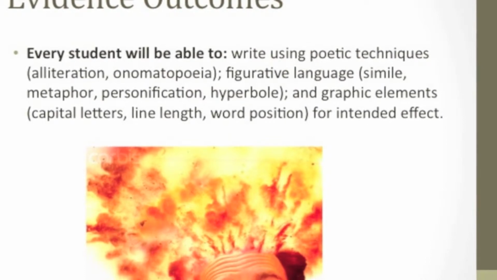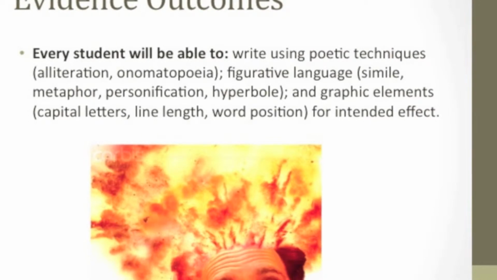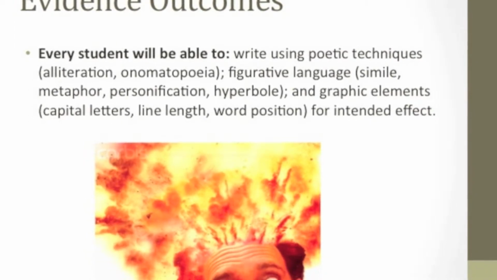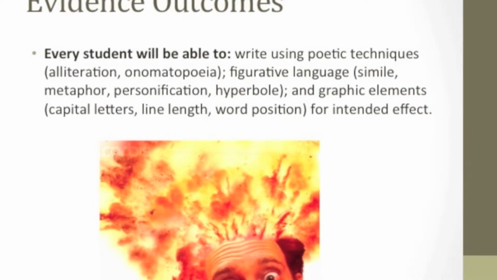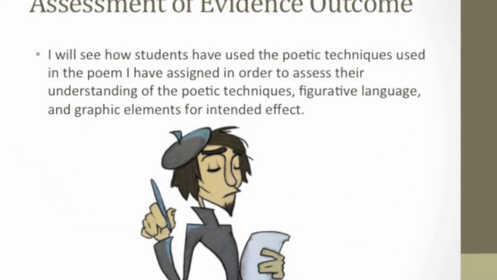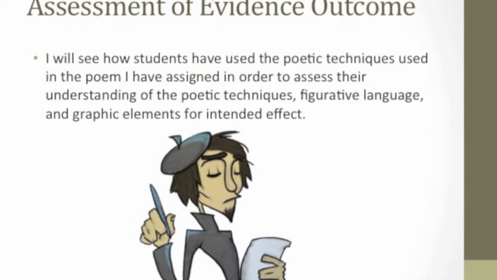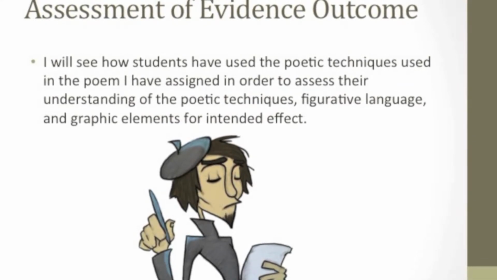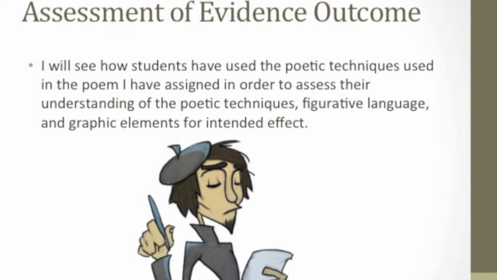Every student will be able to write using poetic techniques such as alliteration and onomatopoeia, figurative language such as simile and metaphors, and graphic elements such as capital letters, line length, word position for intended effect. With the evidence outcomes for this lesson, I will be able to see how students have used poetic techniques in the poem I have assigned in order to assess their understanding of poetic techniques, figurative language, and graphic elements for intended effects.